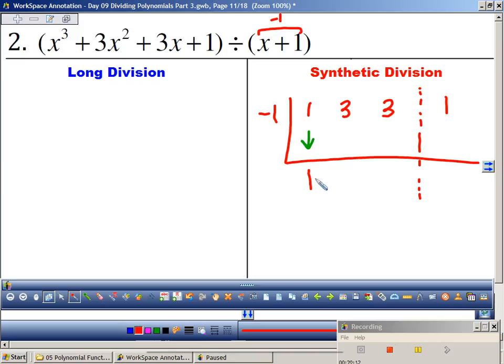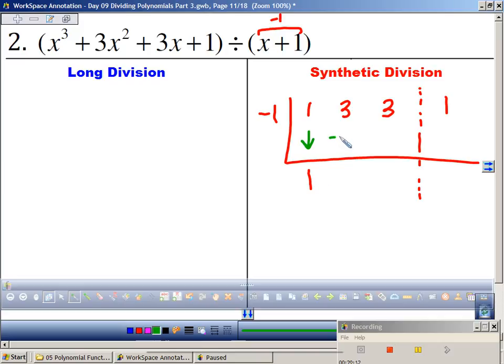-1 times 1 is -1. 3 and -1 make 2. -1 times 2 is -2. 3 and -2 make 1. 1 times -1 is -1. 1 and -1 make 0. Is -1 a 0 over a polynomial function? Yes, it is. And if you look really closely, you could see the other ones too.